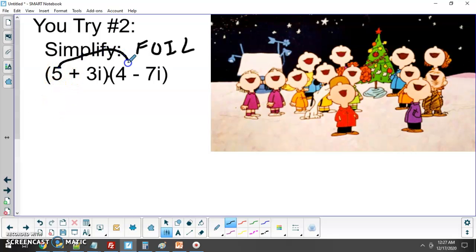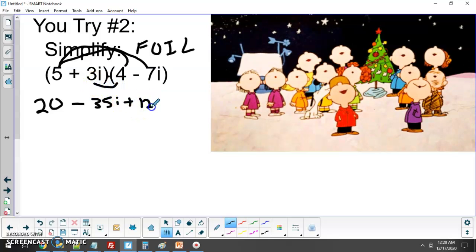So you take the first, which is 5 times 4, so that's 20. The outside, so that's 5 times a negative 7i, so that would be a negative 35i. The inside is 3i times 4, which is 12i. And the last terms is 3i times a negative 7i. So that would be negative 21i squared. Okay? Now, I'm just doing this off the top of my head here, so I could have made a mistake. So just be careful. Let's see, make sure I did everything right, and it looks good.